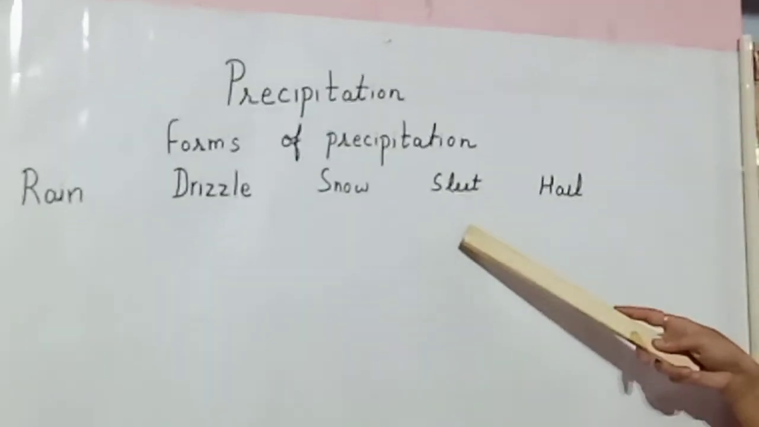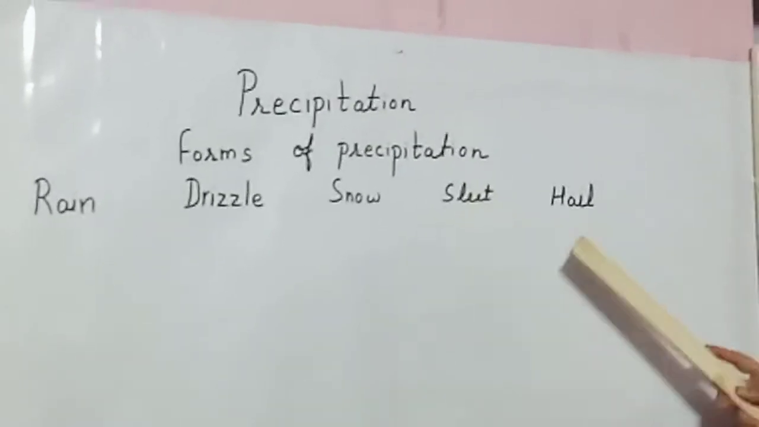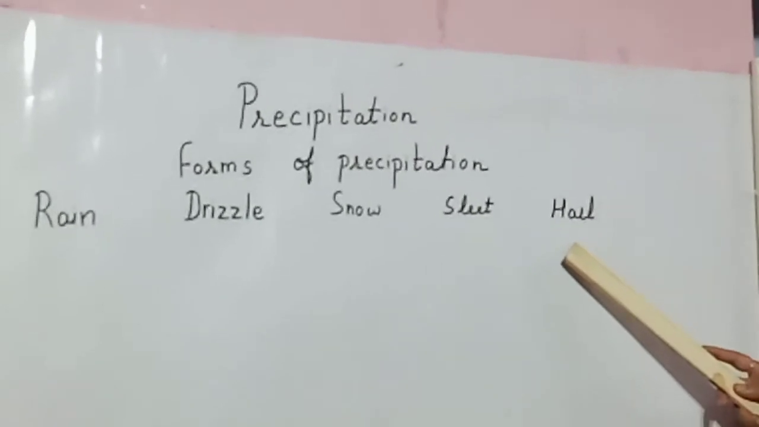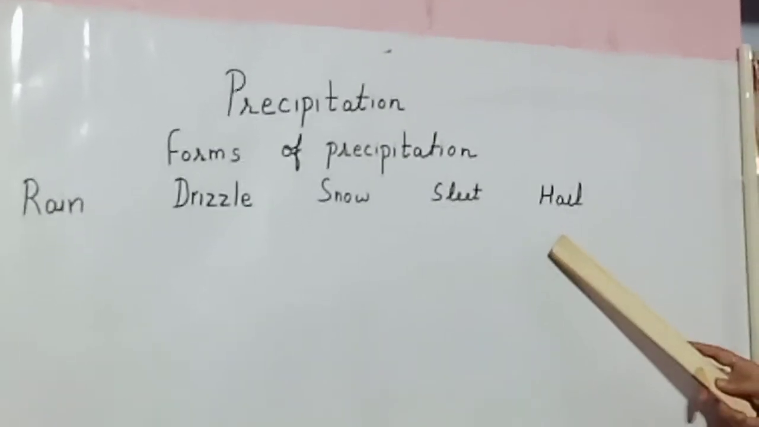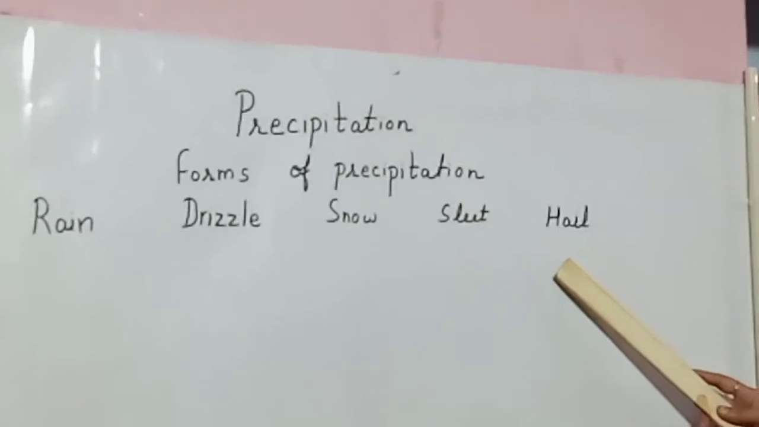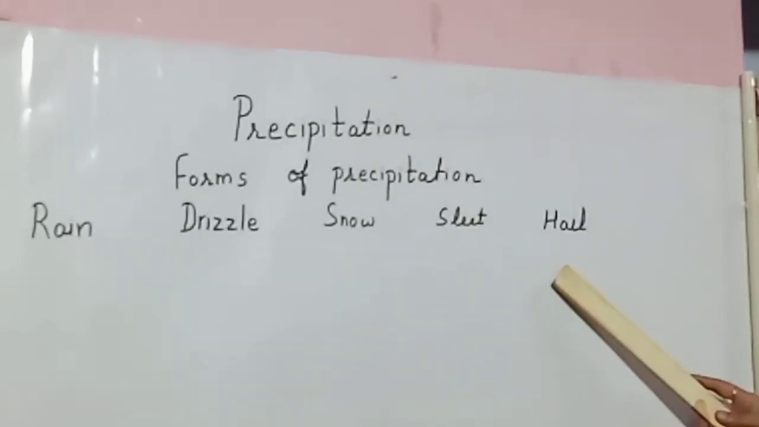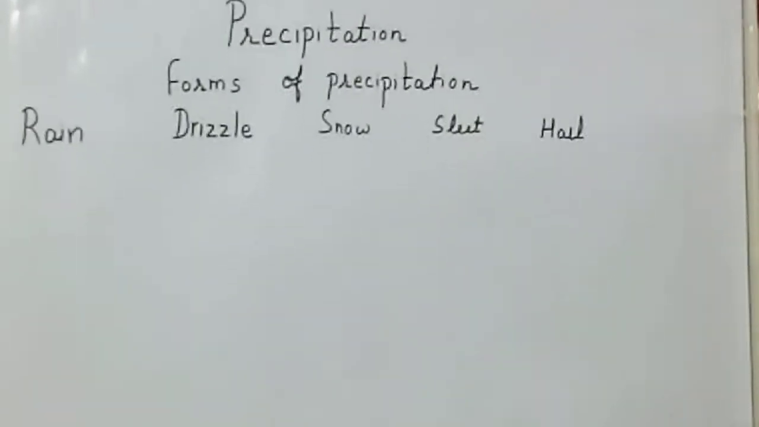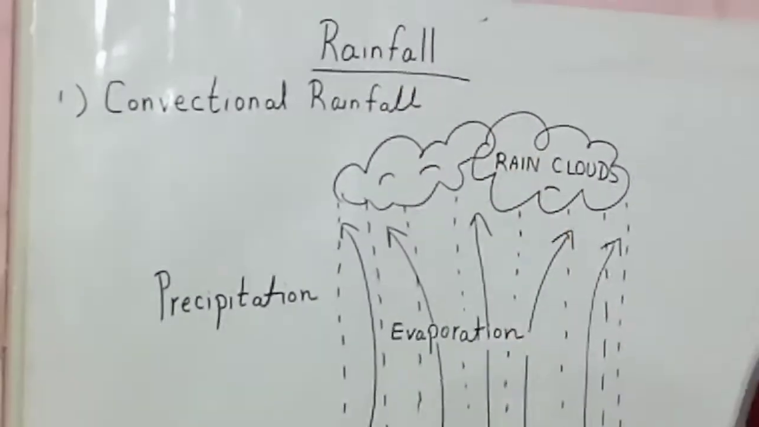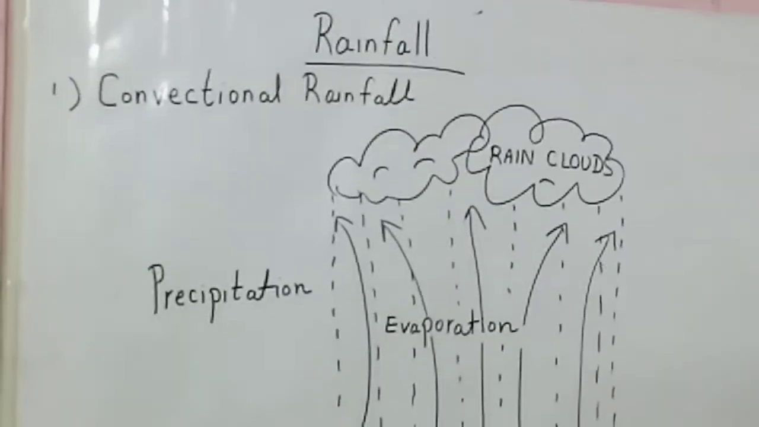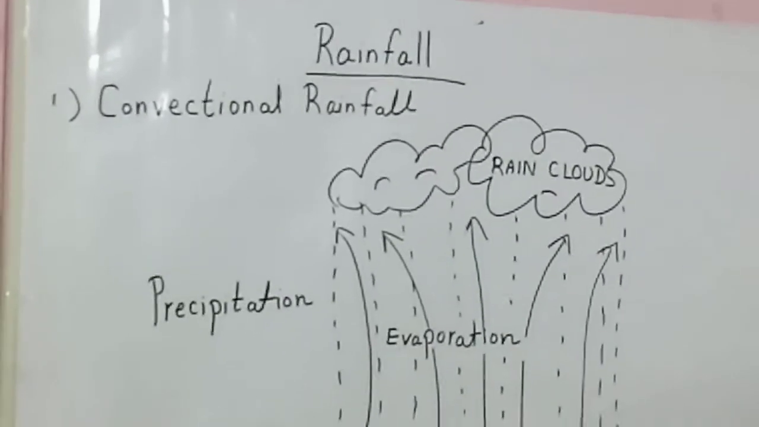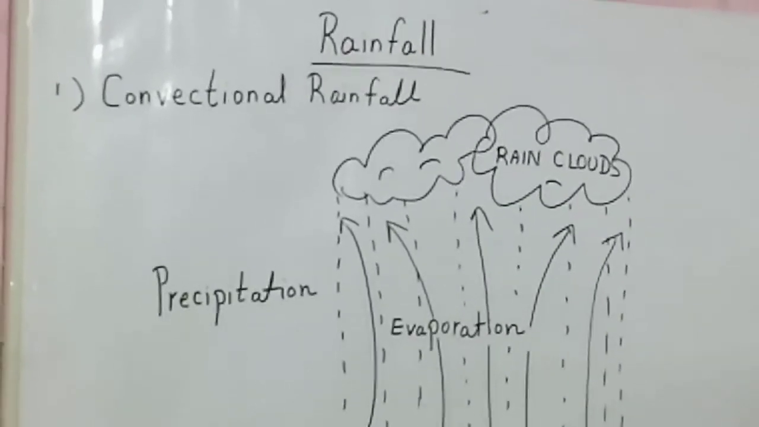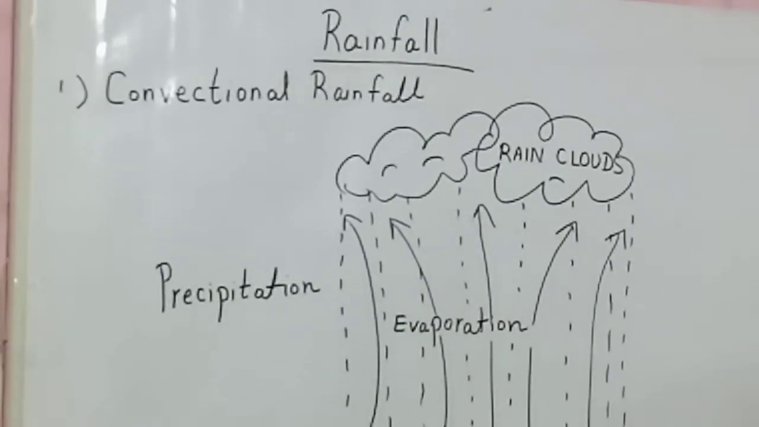Sleet. It is a mixture of rain and snow. And the last form of precipitation is hail. Frozen raindrops form ice pellets and fall as hail. It is the most destructive form of precipitation. Rainfall. The three major types of rainfall are convectional rainfall, relief or orographic rainfall, and cyclonic or frontal rainfall.